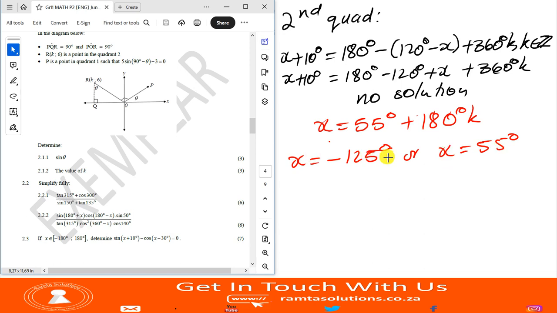So these are the values of x. Please note, these are the values of x. Let me highlight them. These are the values of x. And guys, this is how you solve these questions.